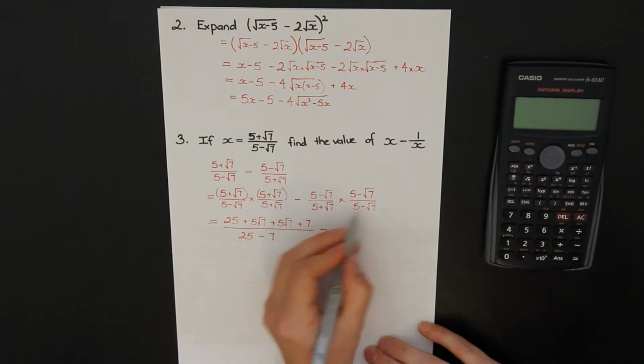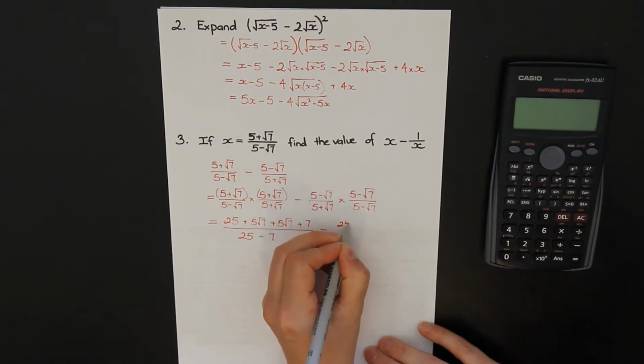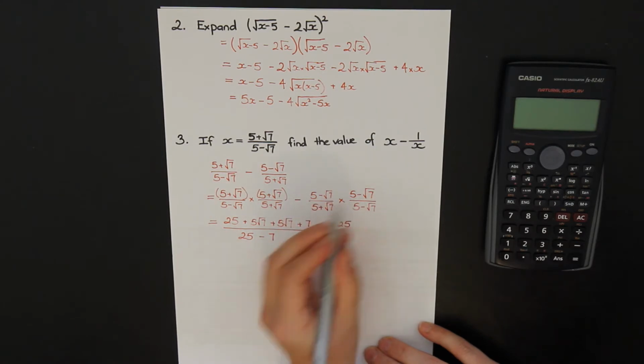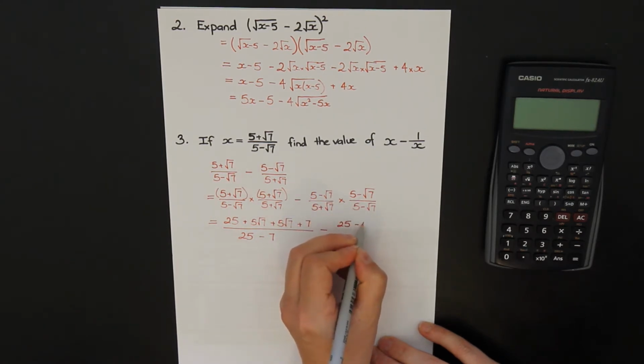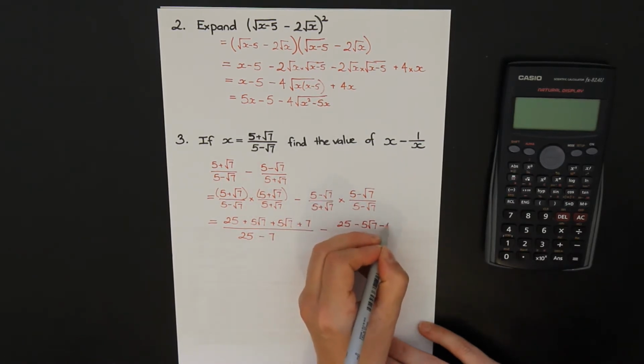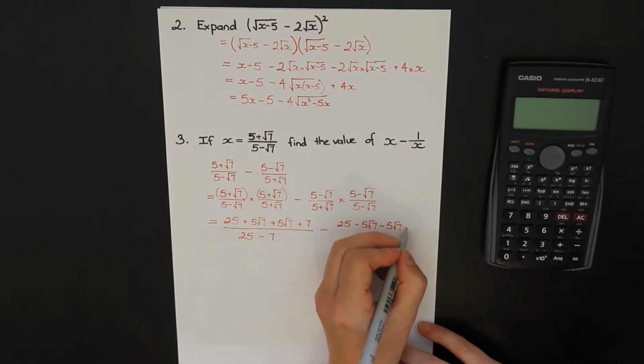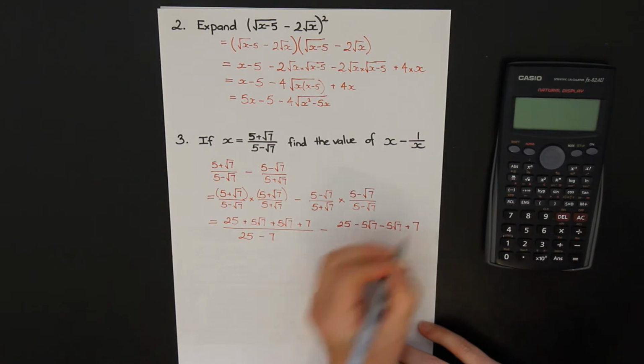Now let's expand out this term over here. 5 times 5 is 25. 5 times minus root 7 would be minus 5 root 7. And then I have minus root 7 times 5, so minus 5 root 7 again. And minus root 7 times minus root 7 makes a plus 7.